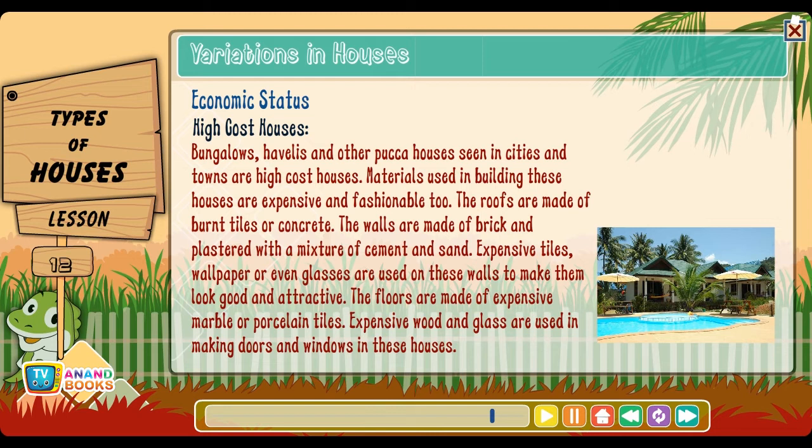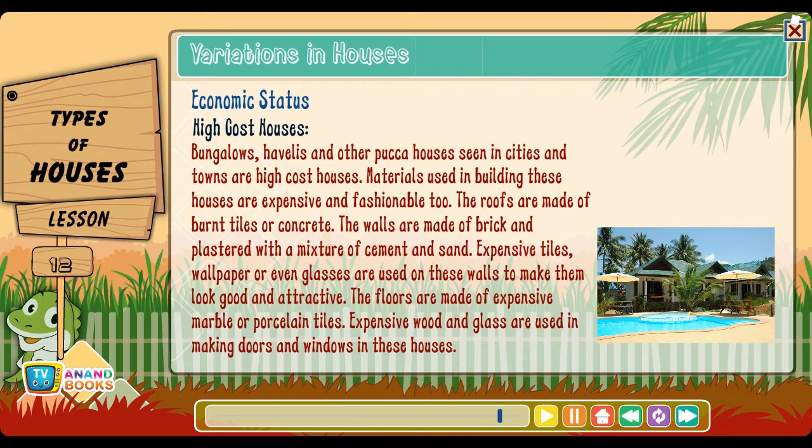Expensive tiles, wallpaper, or even glasses are used on these walls to make them look good and attractive. The floors are made of expensive marble or porcelain tiles. Expensive wood and glass are used in making doors and windows in these houses.